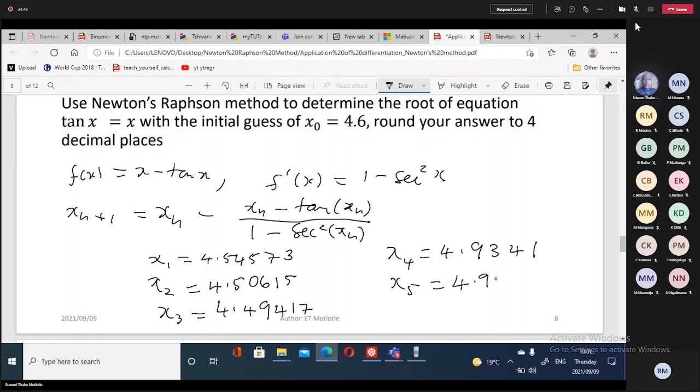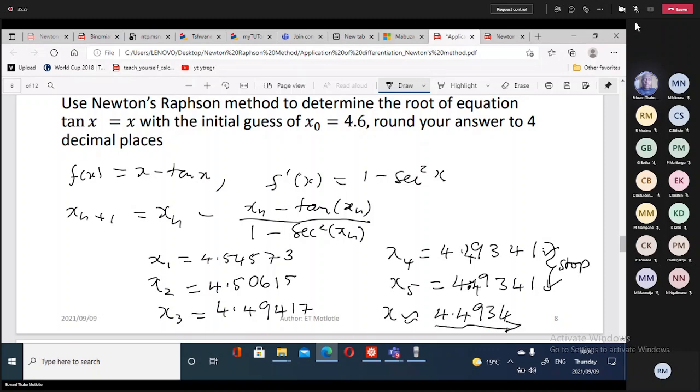Now I have 4.9. No, I forgot the 4 here. 4.49341. Now you can see that my successive answers are the same. That's when I stop. Whenever you have this situation, you stop. Then you can say your x, the root that we are looking for, is approximately equals to 4.4934. Then you have answered the solution.